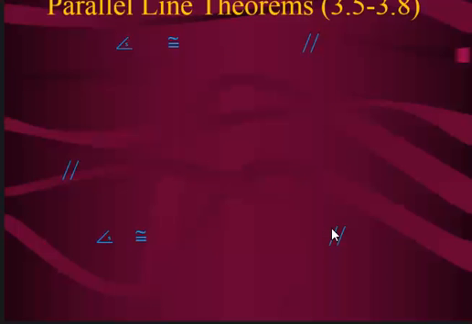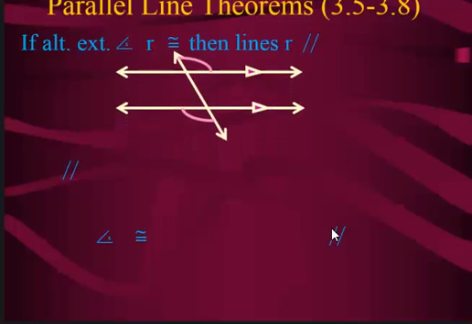For example, if we know that the alternate exterior angles are congruent, then we can say that the lines are parallel. So if we have something like this, here are our alternate exterior angles marked with congruency marks, then we can say that these two lines are parallel. Unless we see something that tells us those angles are congruent, we do not know for sure if those lines are parallel, and we don't want to make that assumption.